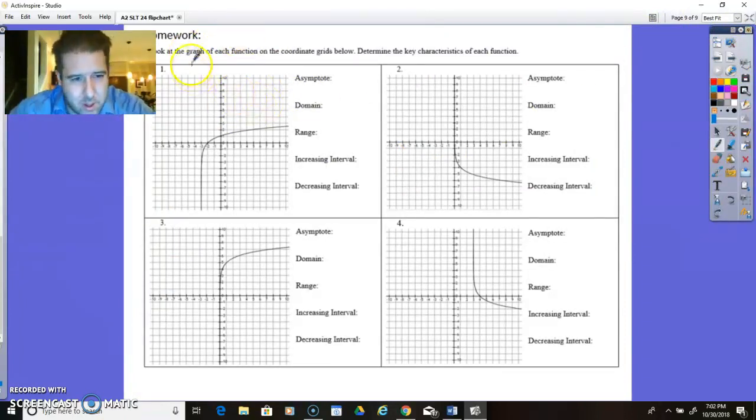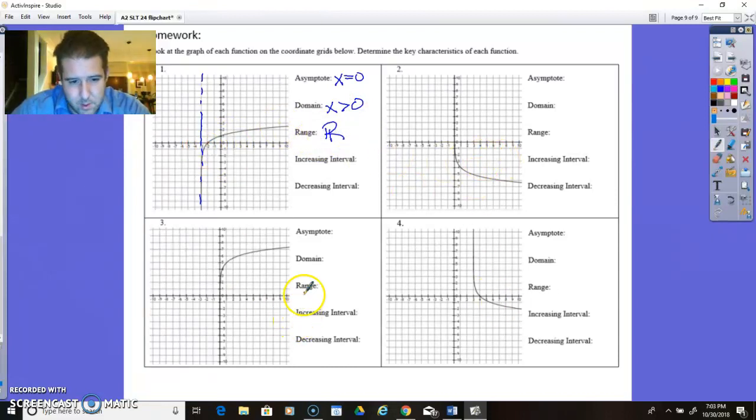All right, homework. So I think I've actually already gone over all these answers on a prior video, but that's all right. This has an asymptote of x equals 0. The domain would be anything that's greater than 0, because everything to the right of this. Range is all real numbers because it goes up and down infinitely.